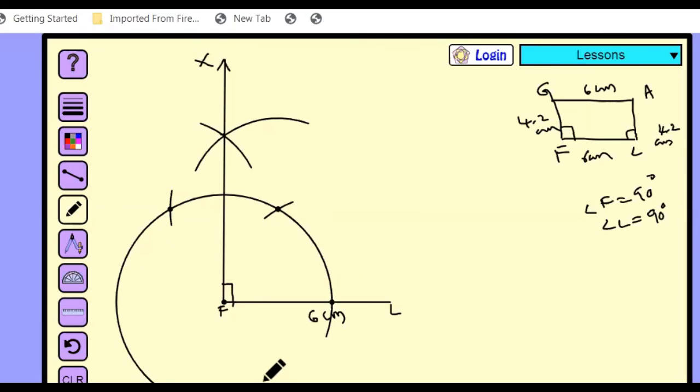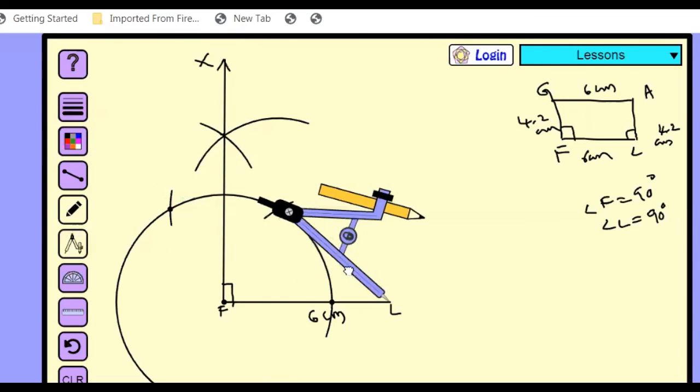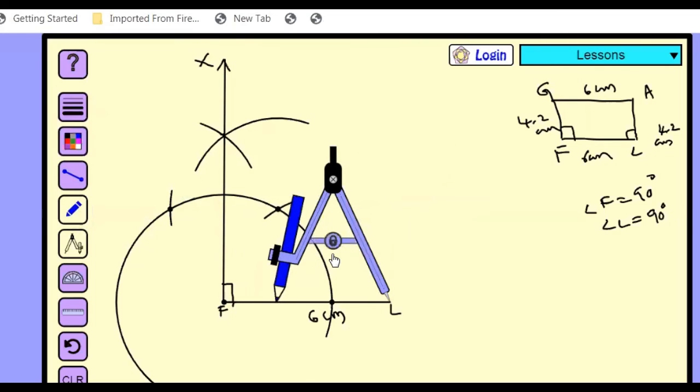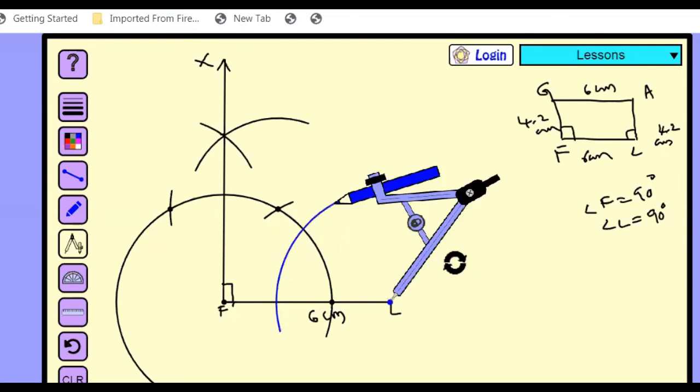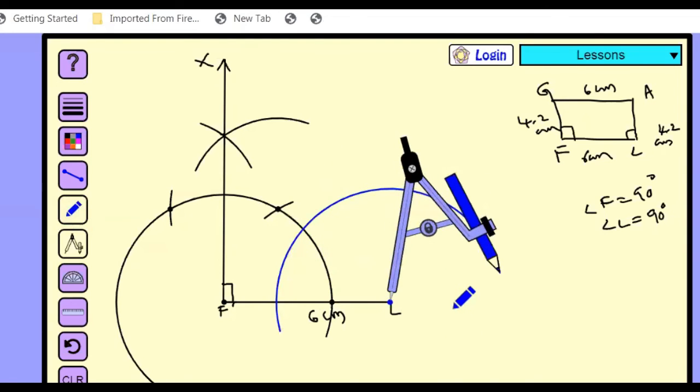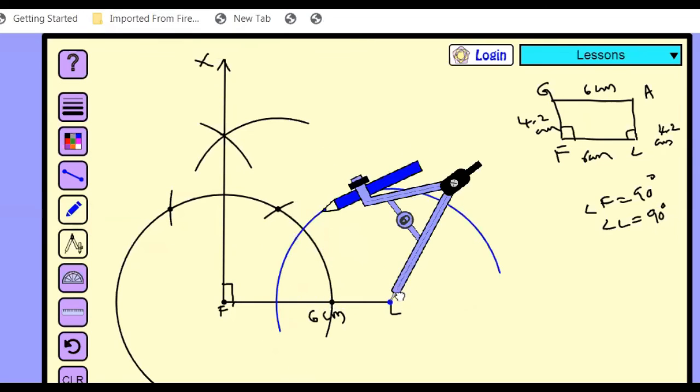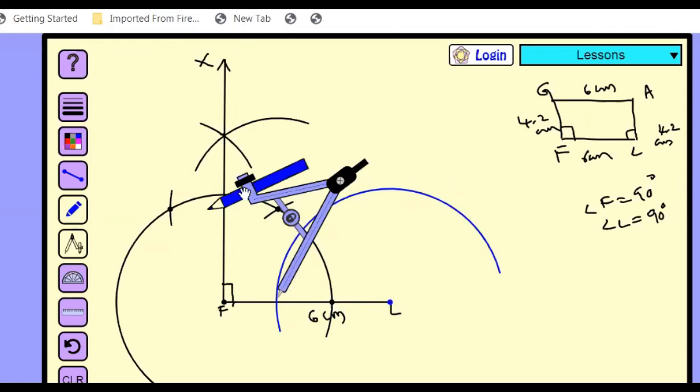Now next we are going to construct the angle L, also 90 degrees. So for that you should take the compass again. Now take the compass radius more than half of the length of FL. Now L as the center, draw an arc. I'm drawing the angle L with the blue color. Don't get confused.